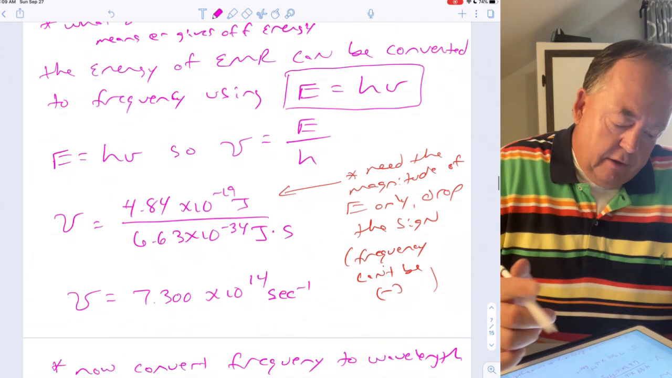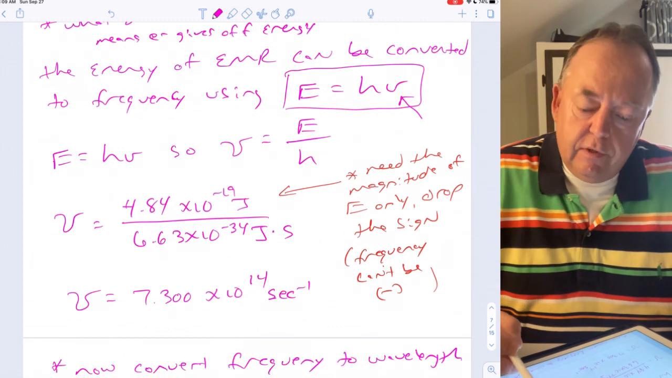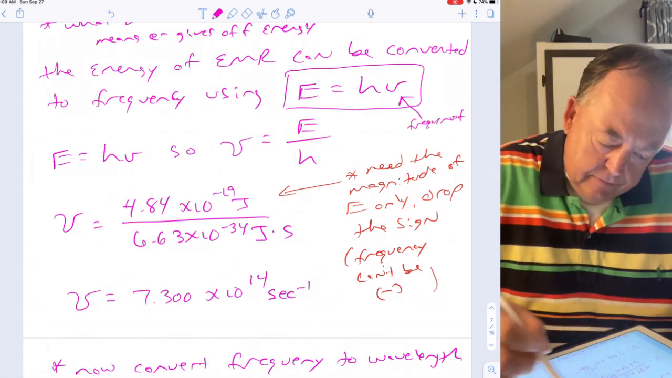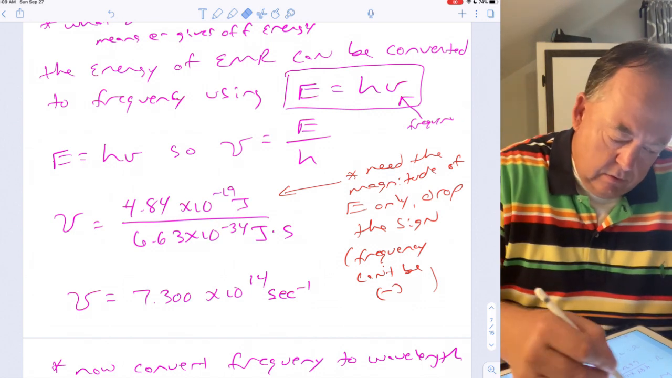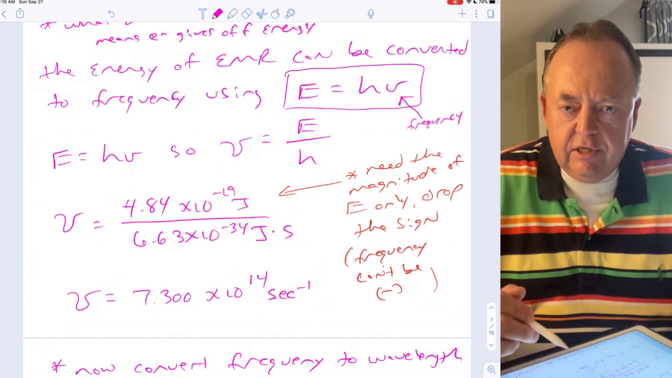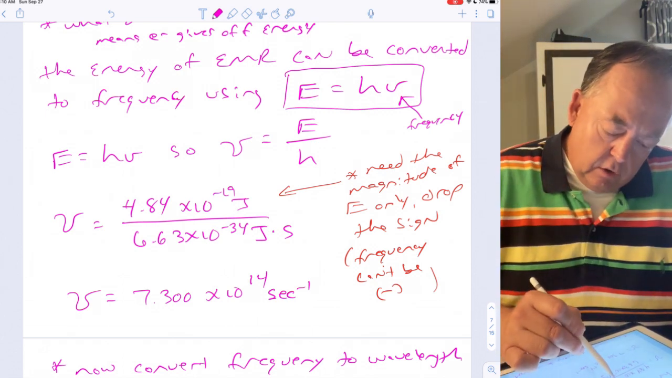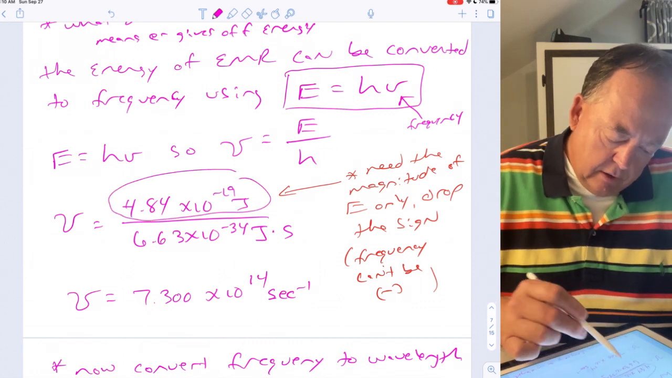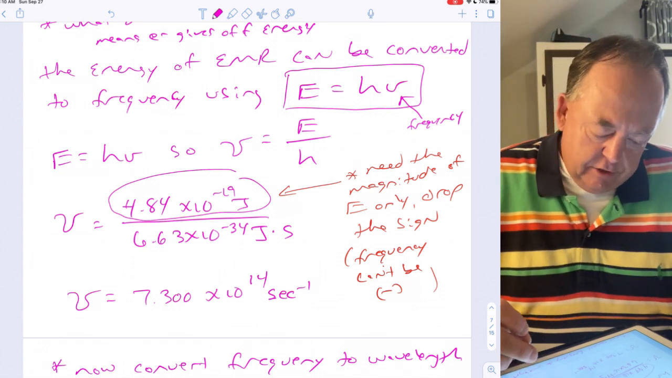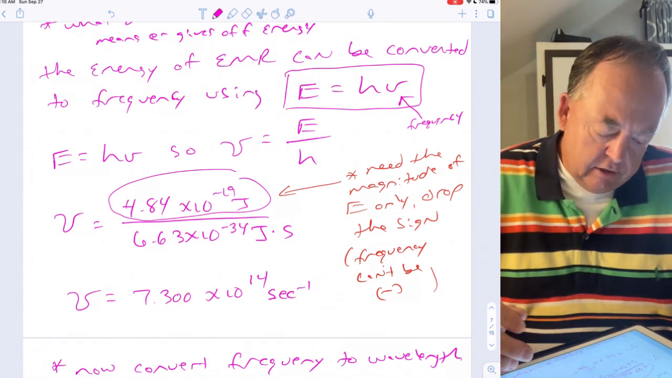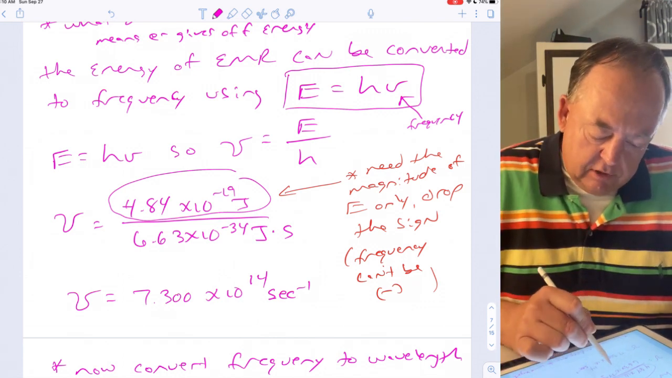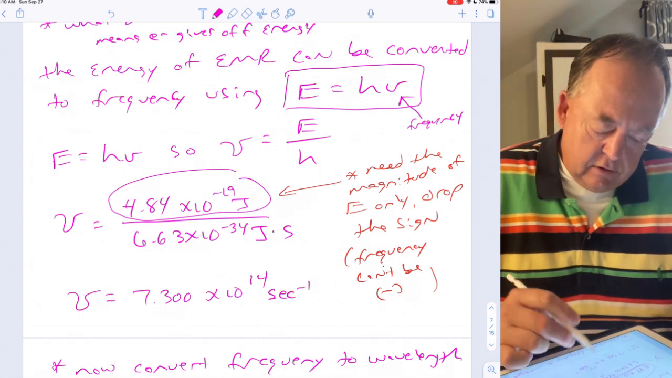Okay, so we want to solve for frequency, right? So nu is frequency. h is a constant. So just rearrange that equation. Frequency is equal to energy divided by Planck's constant. So we're going to take the energy, and we just need the magnitude of the energy. We can drop the sign at this point because you can't have a negative frequency. Then we divide by Planck's constant, 6.63 times 10 to the minus 34 joule seconds. That would be given to you.